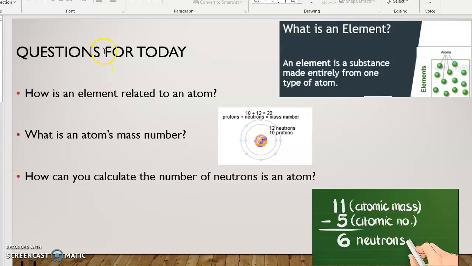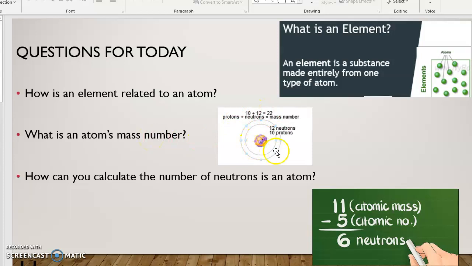We had questions that were very important for us to be able to understand. That an element is the same substance made up entirely from the same type of atom. So if you have a hydrogen element, then it is made up of hydrogen atoms. We also had a conversation about what an atom's mass number is. I apologize.